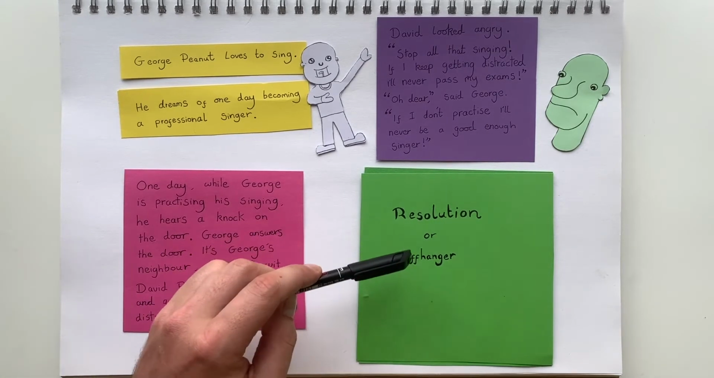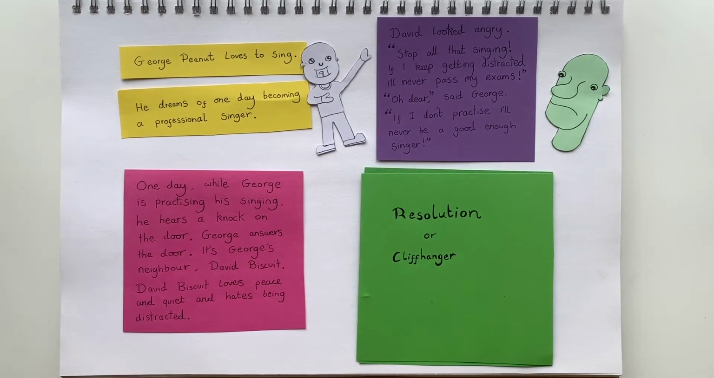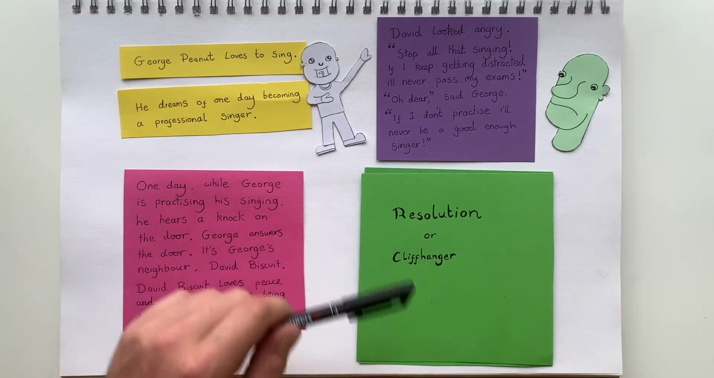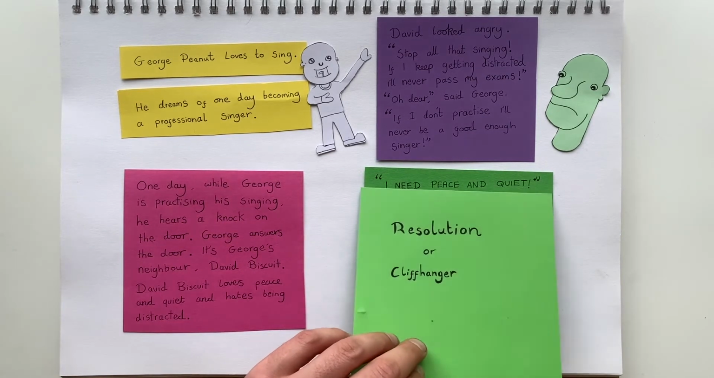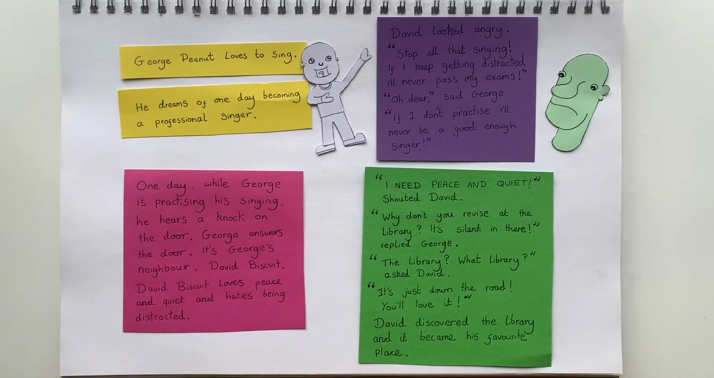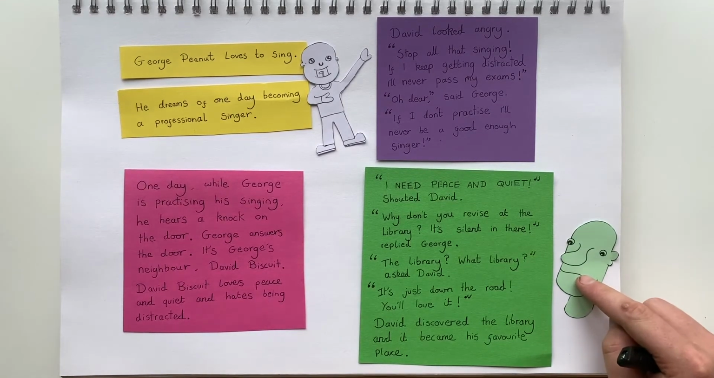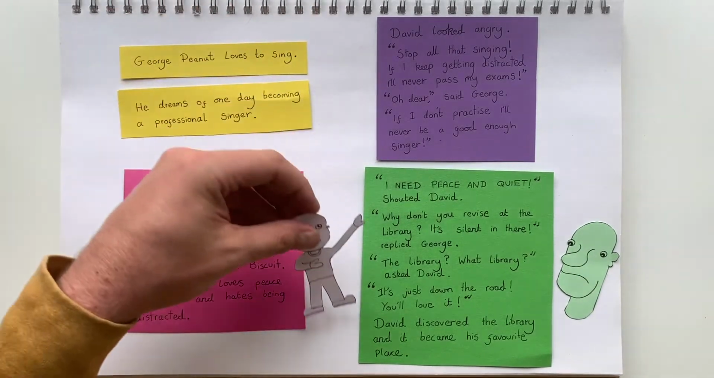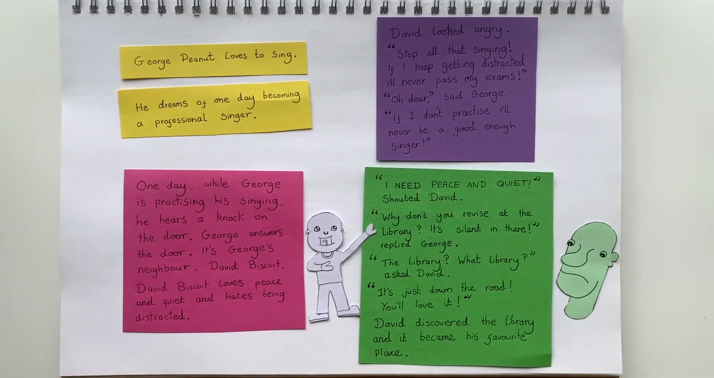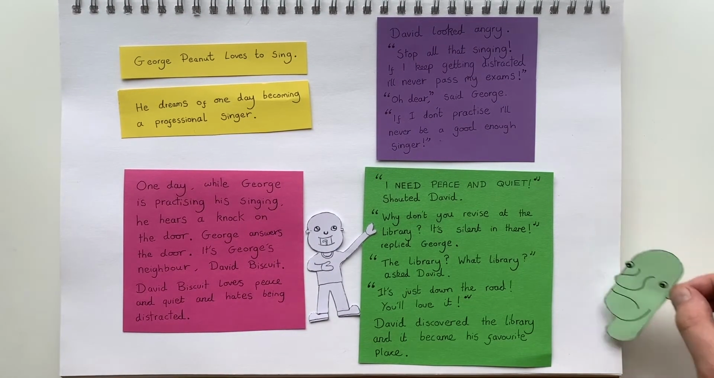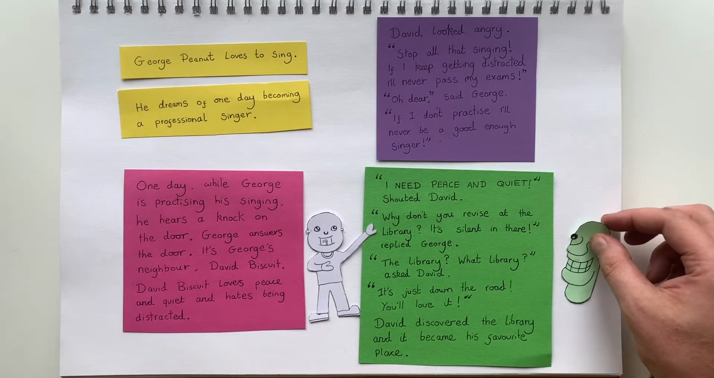You can have a resolution or a cliffhanger. A cliffhanger is where something exciting is about to happen, but we don't get to see what that is. For mine, I've come up with a resolution to this conflict between David and George. I need peace and quiet, shouted David. Why don't you revise at the library? It's silent in there, replied George. The library? What library? Asked David. It's just down the road. You'll love it. David discovered the library and it became his favourite place.